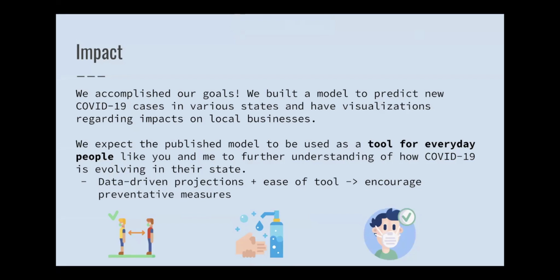We hope that since our tool is easy to use, with a simple drop down, and interactive, people will have fun using it and see the trend of COVID-19 based off data and what that could mean for the state. We hope that these projections plus the ease of the tool encourage people to take preventative measures after they see that COVID-19 is a deadly disease and is continuing to rise in many locations: that they social distance, that they wash their hands, and that they wear face masks.